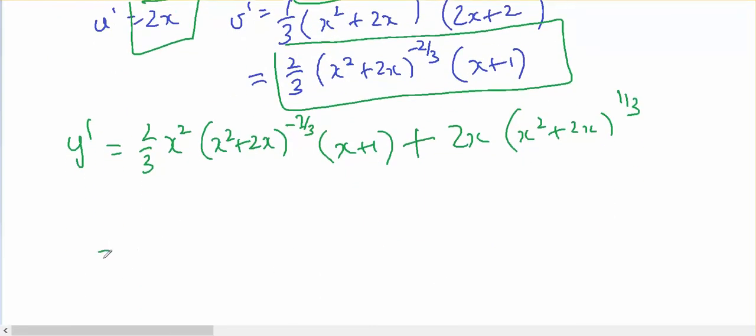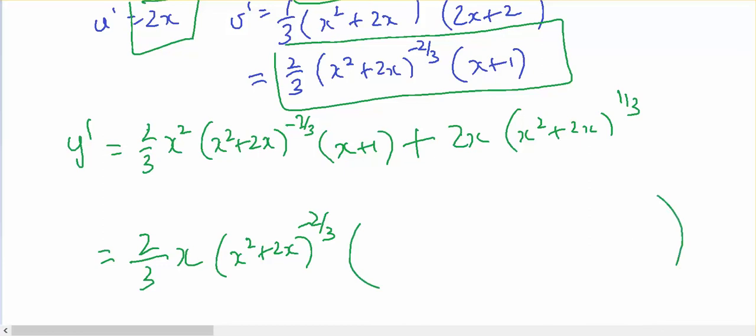Now I'm looking for common factors. I can take a 2 out, so I've got a 2. I've got a fraction of a third, so I'm going to take the third out as well. I've got an x squared and I've got an x, so I can take an x out. Of this bracket here, x squared plus 2x. I've got minus 2/3 and I've got positive 1/3, so minus 2/3 is the smaller of them, and I don't have an x plus 1 over here. So that's all the common factors that I have.